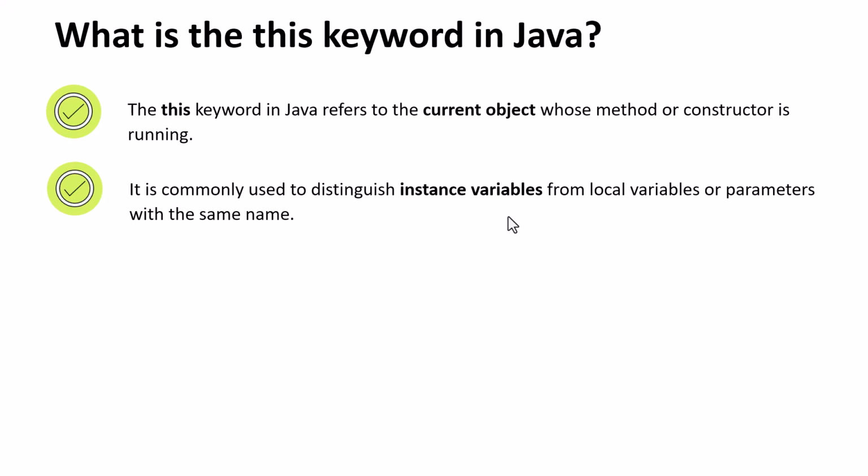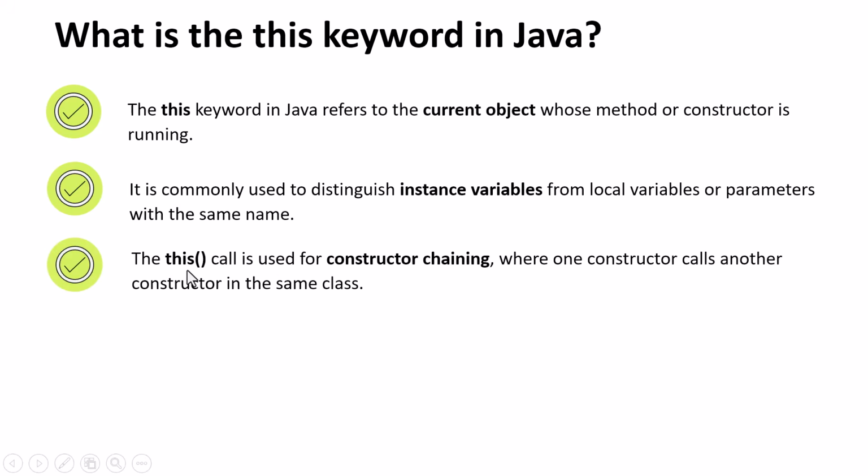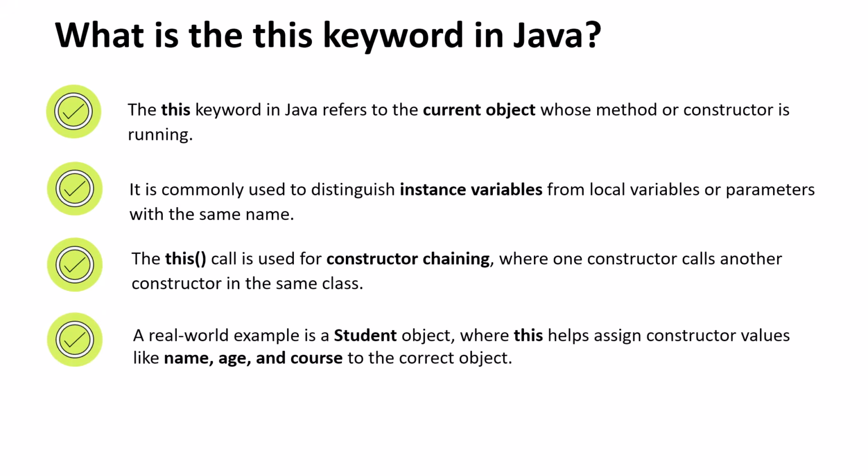Another important use of this is calling one constructor from another constructor in the same class using this(). This is called constructor chaining, and it helps avoid duplicate initialization code inside the class. A real-world example is a student class. When we create a student object with values like name, age, and course, this keyword helps assign those values to the current student object correctly.